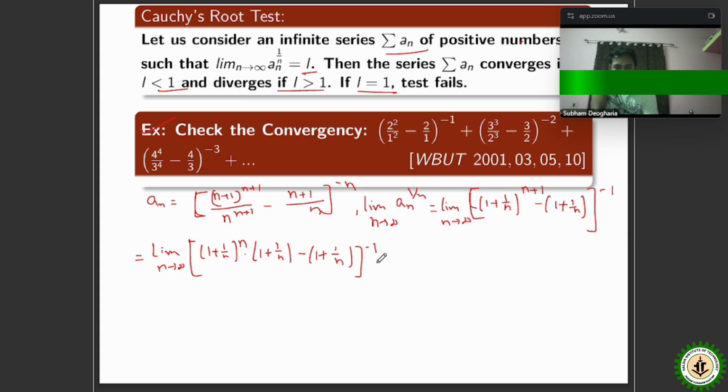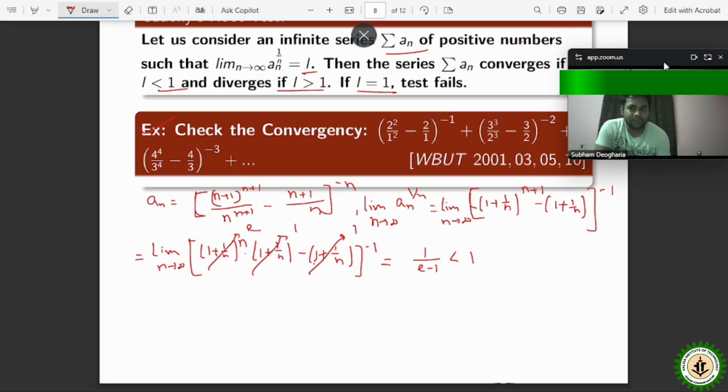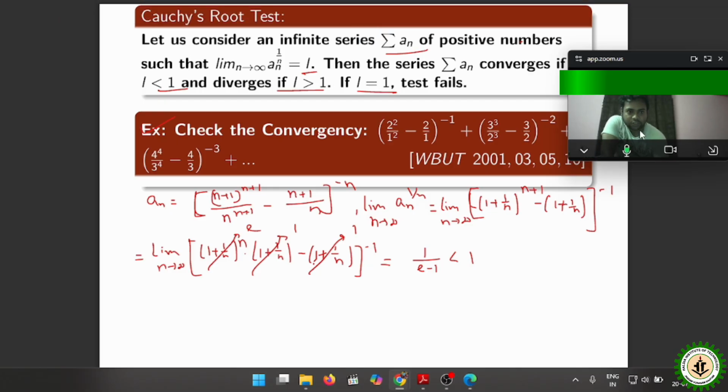This inverse. This will give what? Here this limit is actually e. This limit is 1 and this limit is 1. So this is actually (e minus 1) to the power minus 1. And this value is actually less than 1 because the value of e lies between 2 and 3. That's why the total value is actually less than 1. That's why this is convergent due to Cauchy's root test.